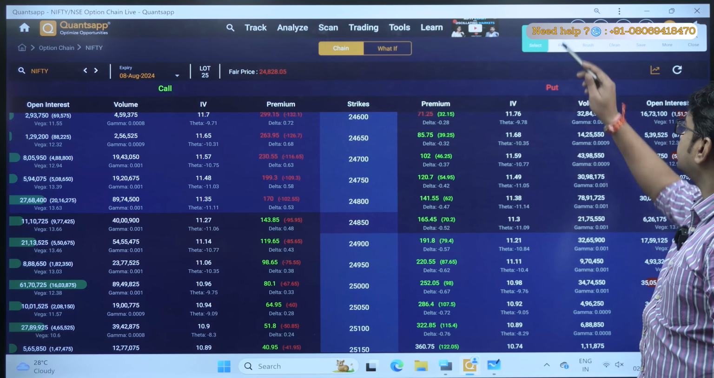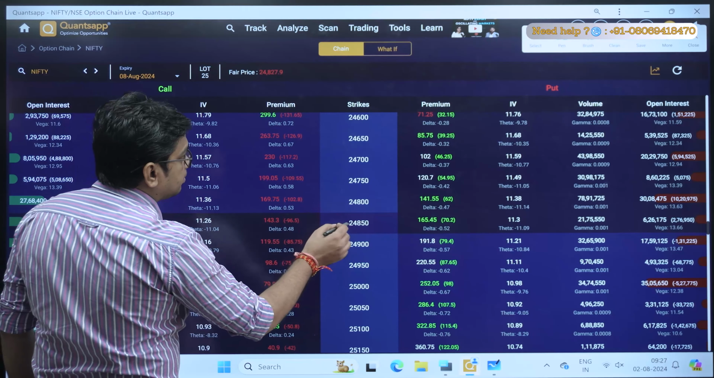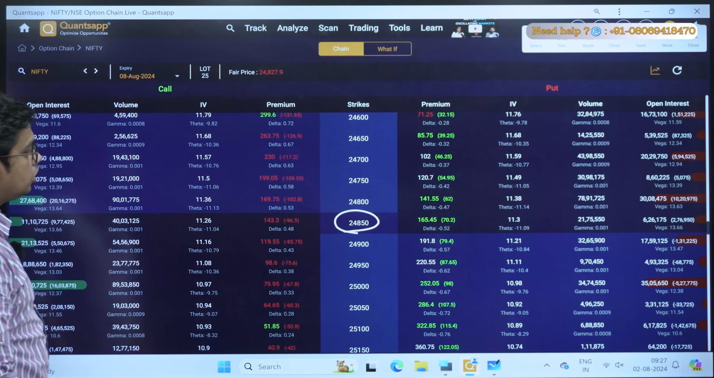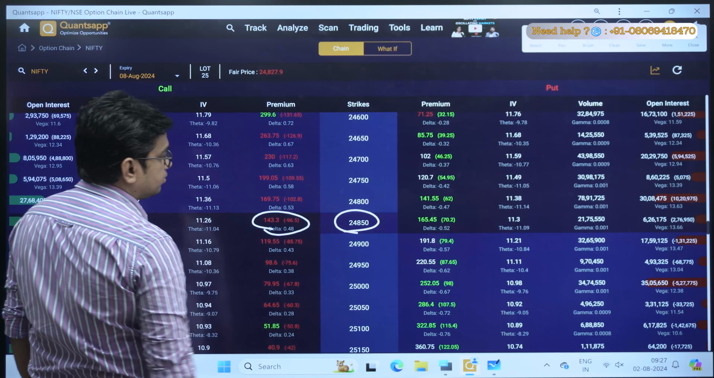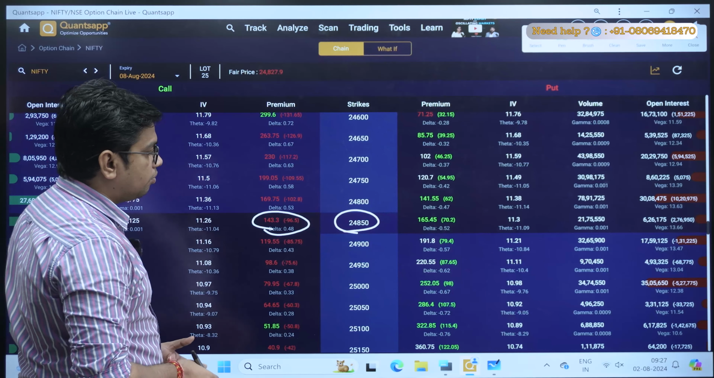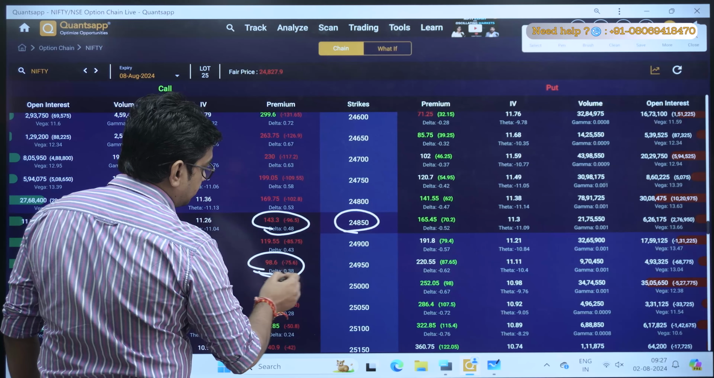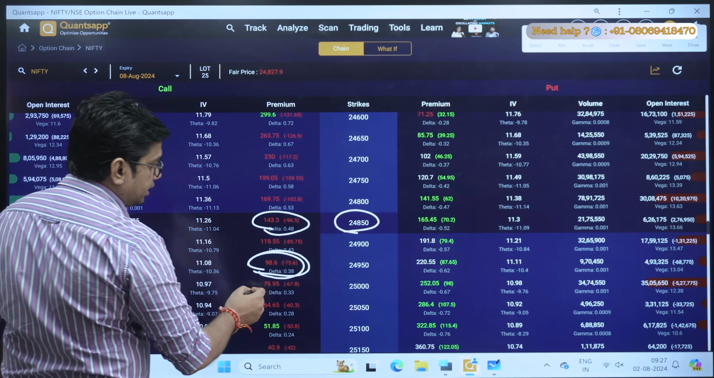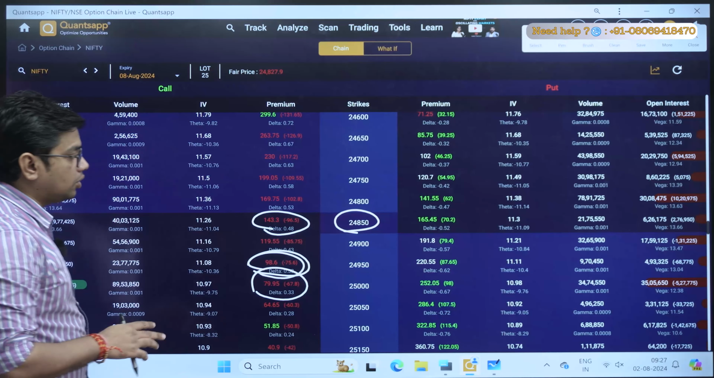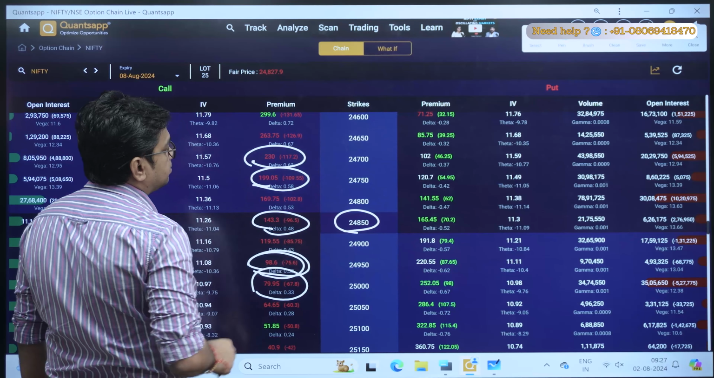Let me show you how it will affect. Here you can see at the ATM level, this is 24,850, the premium of the call option is around 143. At the OTM, that means out of the money, when the strike is greater than the spot, the premium is reduced. You can see it is quoting at 98, and at another level at 79.95. That is why OTM strikes are known as the cheaper strikes. At the ITM level, the premiums are high.